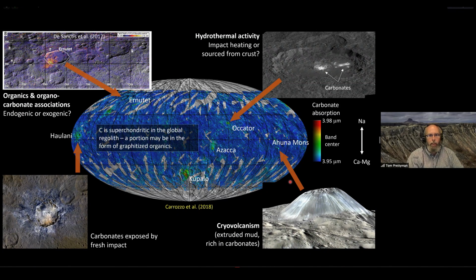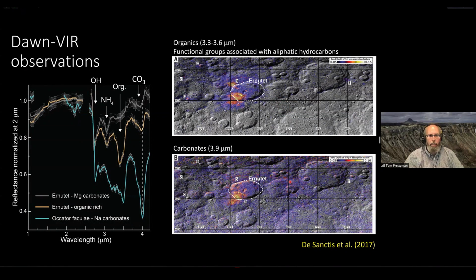So here are the Dawn VIR observations, and you can see here that places that are bright in the vicinity of Ernutet crater, which I showed you earlier, have an enhanced 3.3 to 3.6 micron absorption feature, indicating the presence of organics. These are methyl functional groups associated with aliphatic hydrocarbons, so long chain hydrocarbons. These are also nicely associated with the carbonates, which appear to be magnesium rich in this region.